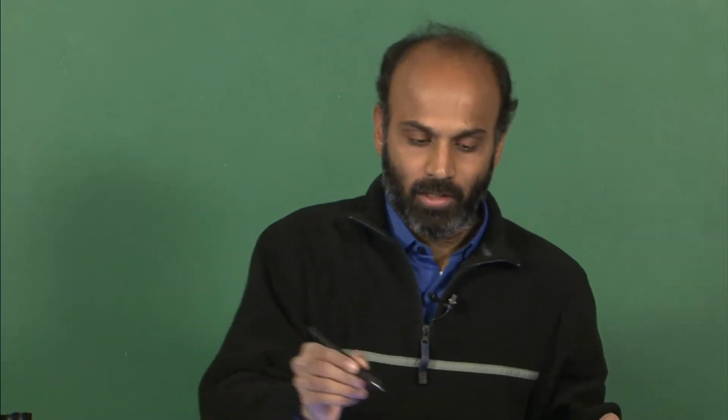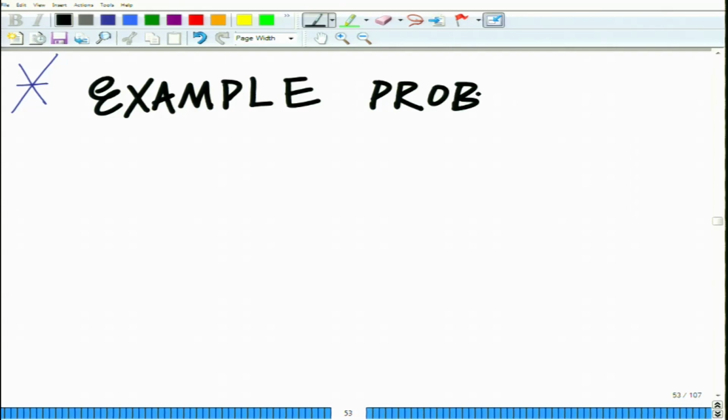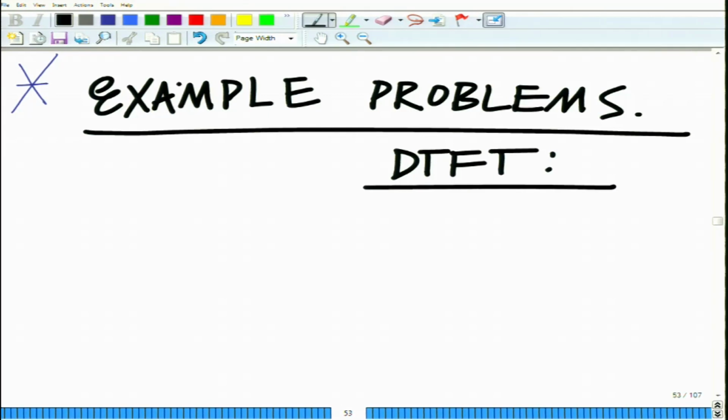So, we are looking at example problems in DTFT, that is the discrete time Fourier transform. So, let us continue our discussion. Alright, so we are looking at example problems in DTFT. Okay. And so let us start, this is problem number 10 if I remember correctly.